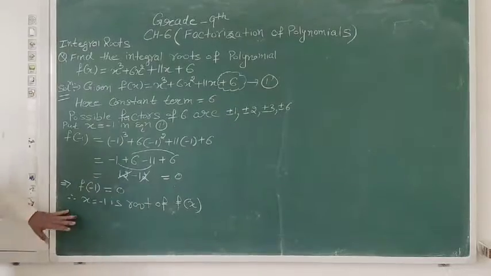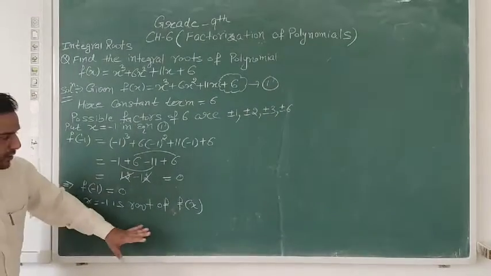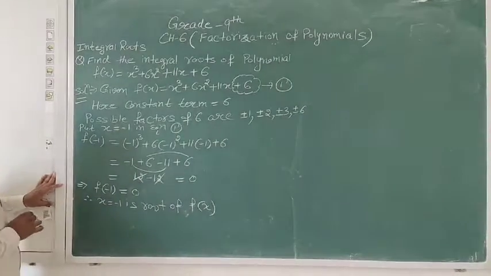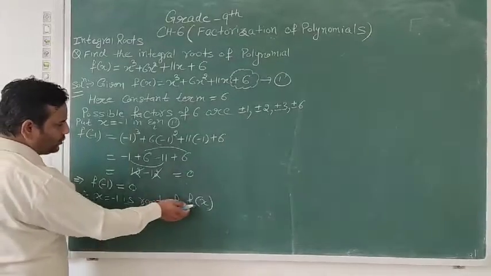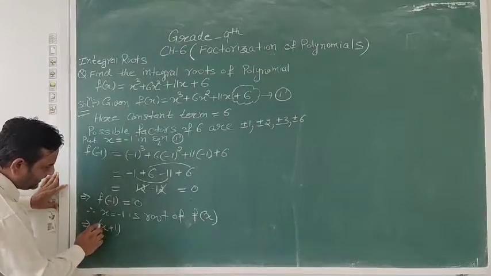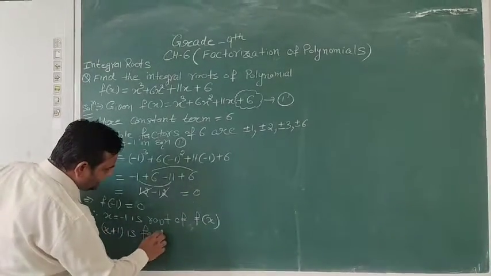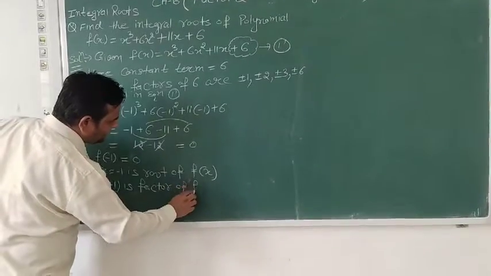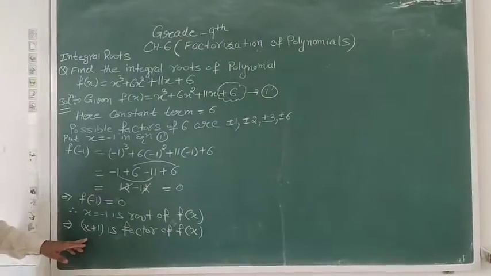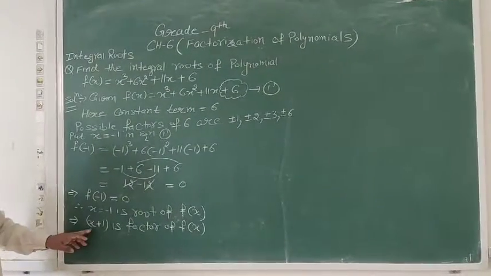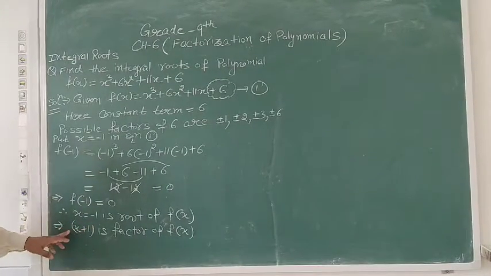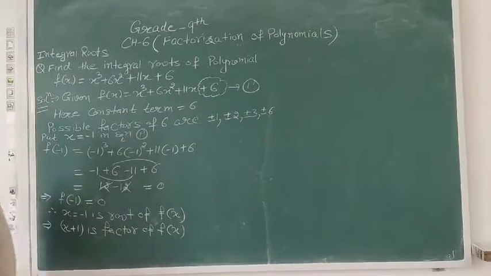Now students, from this step you are going to learn one new concept. So be careful. If x is equal to minus 1 is a root of f of x, then x plus 1 is a factor of f of x. Because if it is a factor, we take it equal to 0, and x plus 1 is equal to 0 means we get x is equal to minus 1. So we can say that x plus 1 is a factor of f of x.